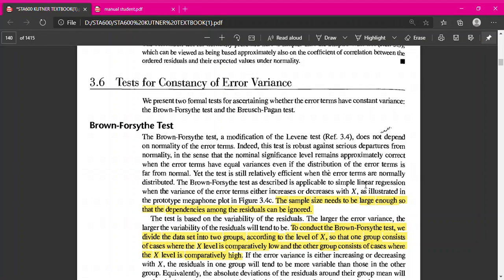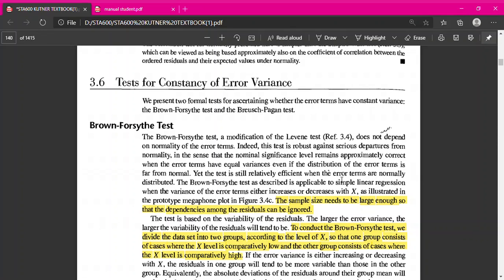So before this, you have learned how to see whether the error variance is constant or not using the graphical method, which is the residual versus fitted or residual versus x graph, right? From there you can see whether the error variance is constant or not. The constancy of the error variance is one of the assumptions to be fulfilled before we proceed with regression analysis. So another method is using a test.